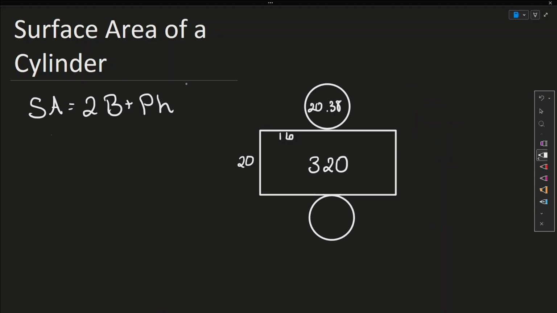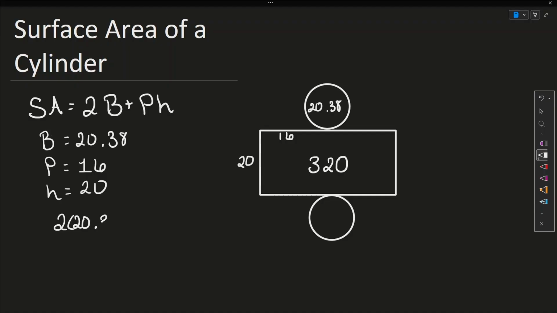Now, let's connect this to the general formula. For a cylinder, B, the area of the base, will be the area of the circles, which we already found to be 20.38. P is the perimeter of the base. In terms of circles, that is the circumference, so 16. And then H, our height, will be 20. So 2 times 20.38 plus 16 times 20. This gives us exactly what we had before.